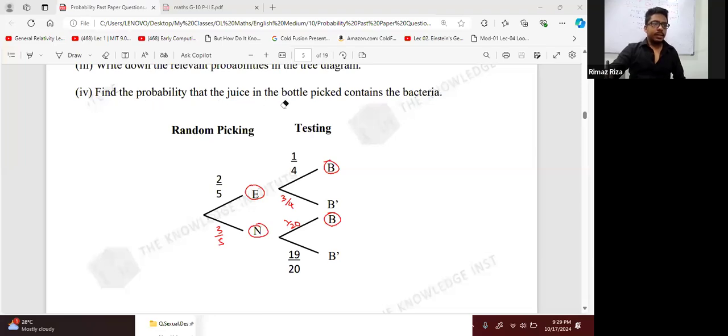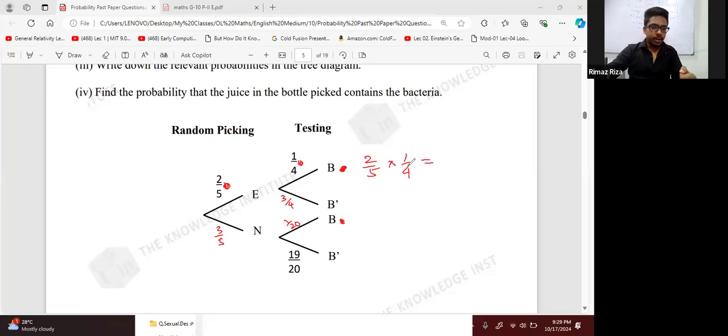And find the probability that the juice in the bottle picked contains the bacteria. Okay, so you want to find the probability of having a bacteria. So that is this event and this event. The probability of this event, that means the bottle picked up is expired and contains bacteria, is 2 out of 5 into 1 out of 4.